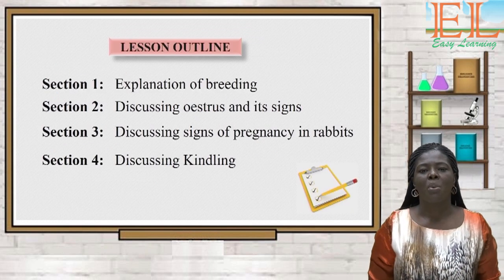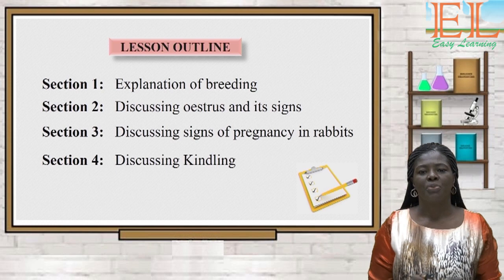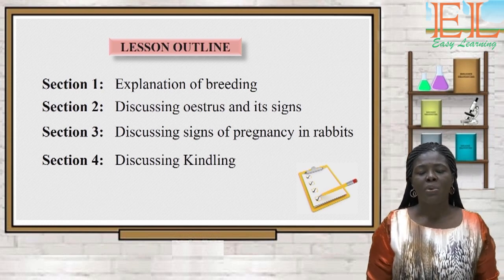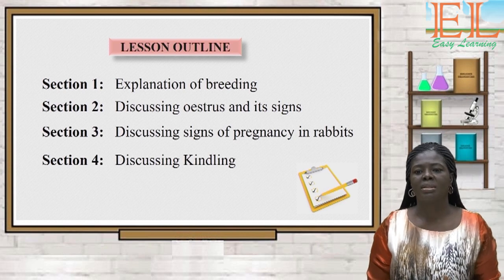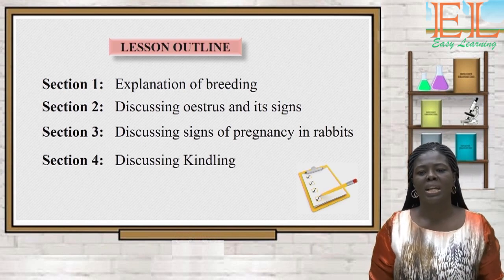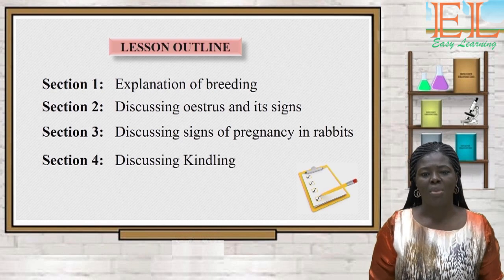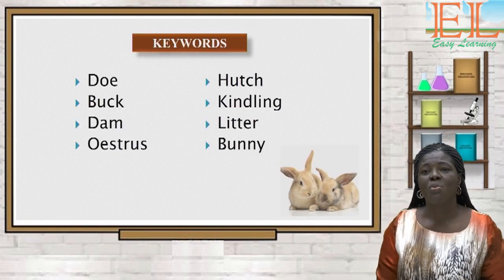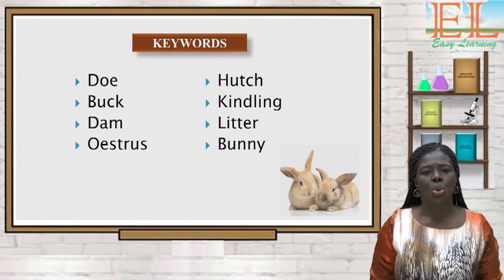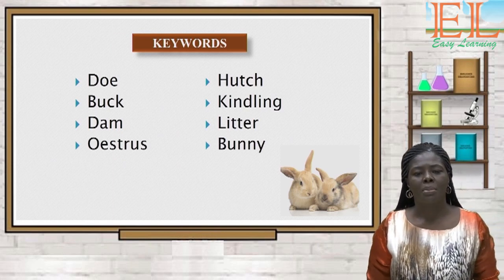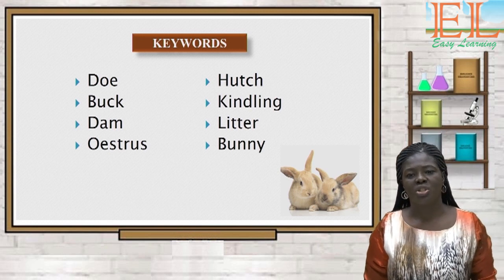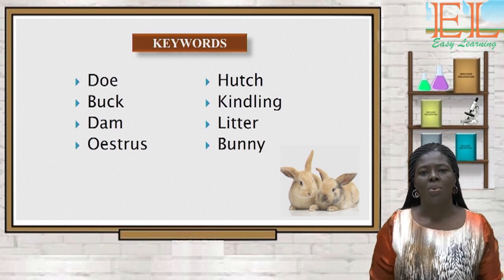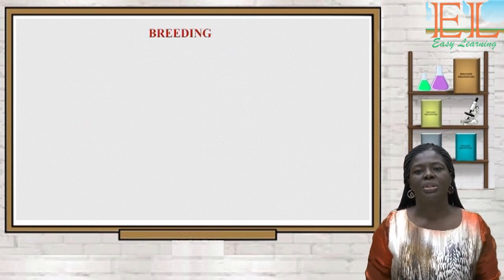This is how we'll go about our lesson. First of all, there will be an explanation on breeding. Then we will discuss oestrus and its signs. Then there will be another discussion on pregnancy in rabbits. And finally, kindling. These are the key words that you'll be meeting: doe, buck, dam, oestrus, arch, kindling, litter, and bunny.